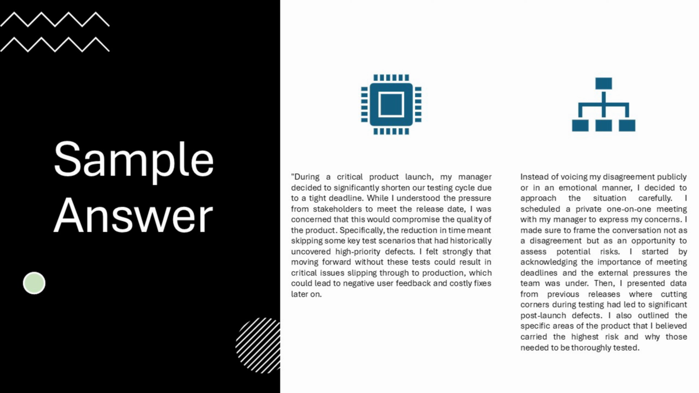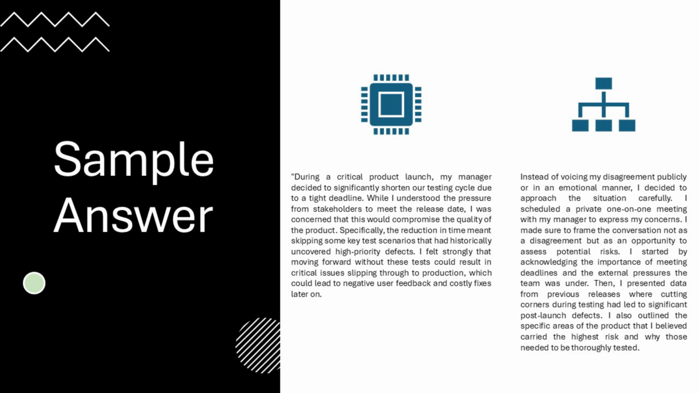Instead of voicing my disagreement publicly or in an emotional manner, I decided to approach the situation carefully. I scheduled a private one-on-one meeting with my manager to express my concerns. I made sure to frame the conversation not as a disagreement, but as an opportunity to assess potential risks. I started by acknowledging the importance of meeting deadlines and the external pressures the team was under. Then, I presented data from previous releases where cutting corners during testing had led to significant post-launch defects.